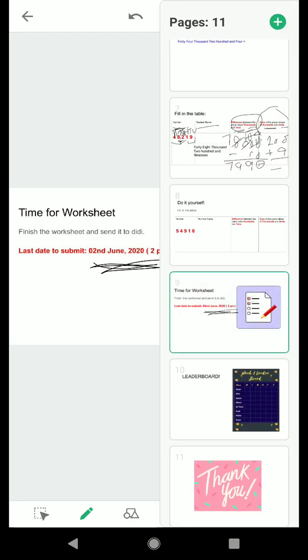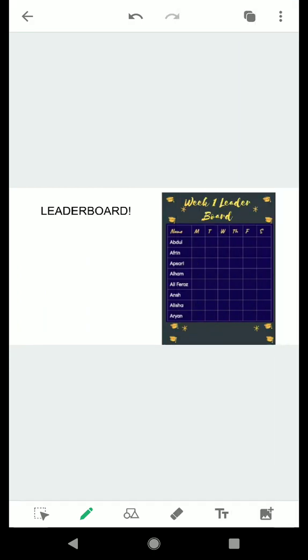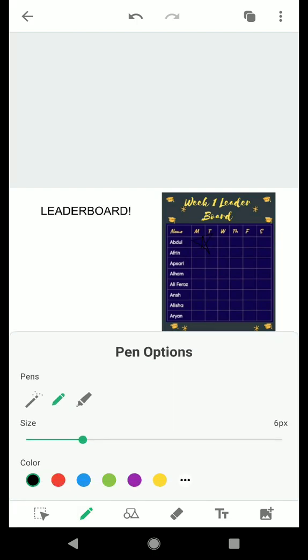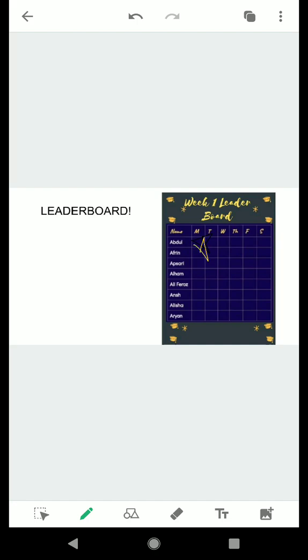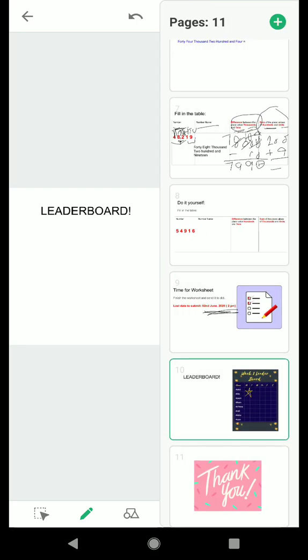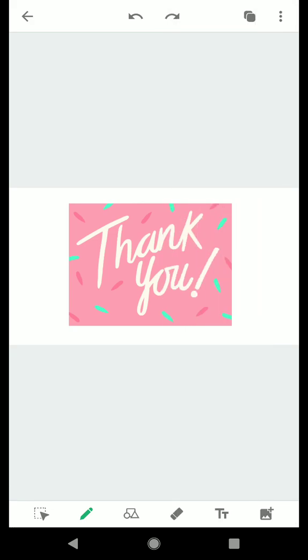And Didi has a surprise for you. We have a leaderboard. Every time you finish your work on time before the deadline, Didi will keep adding a star for you on the leaderboard. So every time, say Abdul finishes his homework, he's going to get a star. Like this. So be ready to get as many stars as possible, and let's see who gets the maximum number of stars.